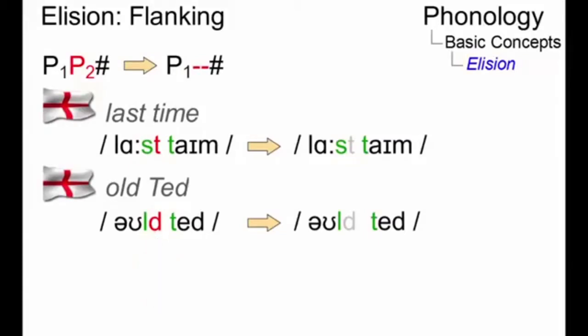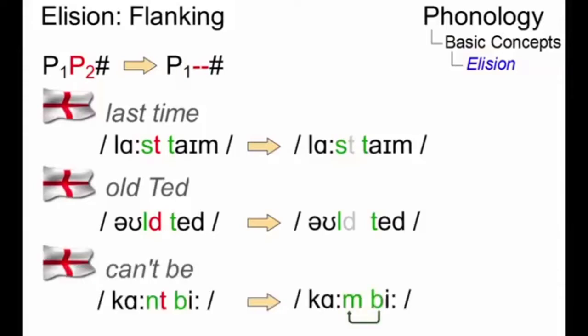Sometimes elision comes together with assimilation, as in "can't be", where due to the elision of the final consonant in "can't", the now final alveolar nasal becomes bilabial under the regressive influence of b.